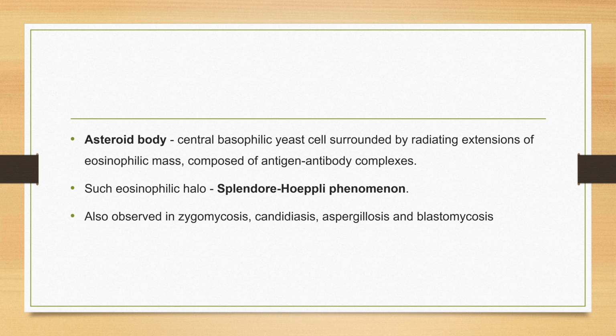So the asteroid body is a central basophilic yeast cell which is surrounded by radiating extensions of eosinophilic mass composed of antigen antibody complexes. Such an eosinophilic halo is called the Splendore-Hoeppli phenomenon, and it is very important. A question can come on it also, and it is observed in zygomycosis, candidiasis, aspergillosis, and blastomycosis. So basically, a central basophilic yeast cell is surrounded by radiating extensions of eosinophilic mass, composed of antigen antibody complexes.